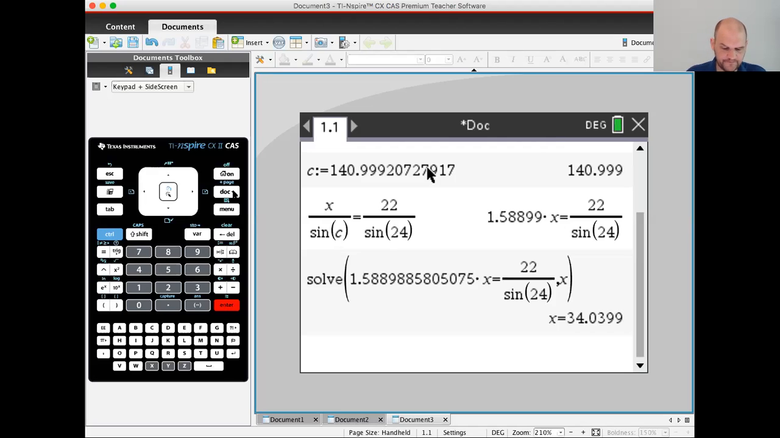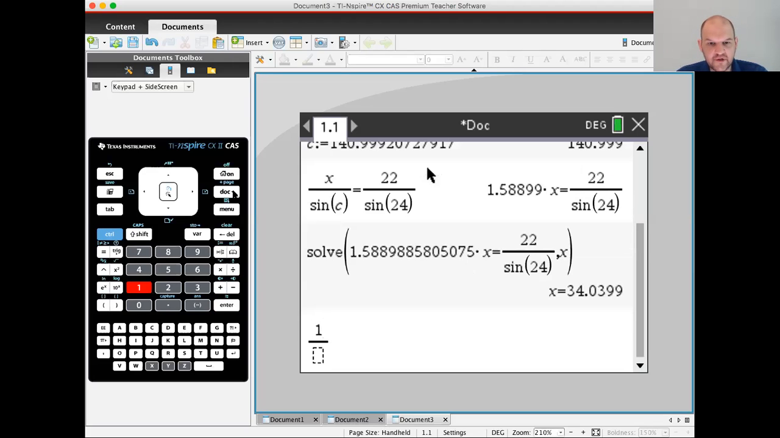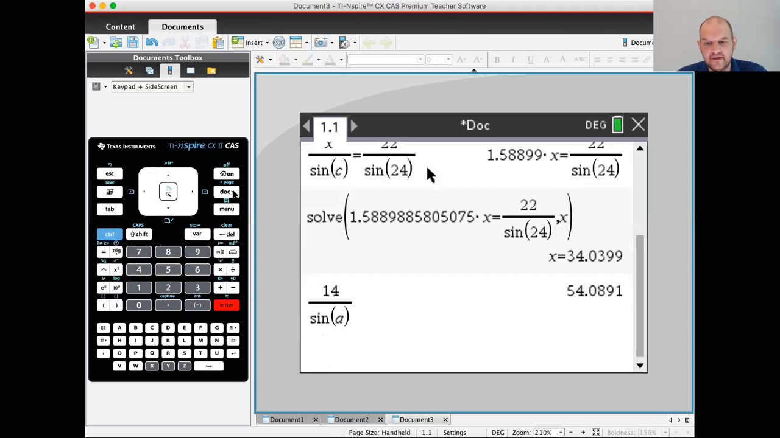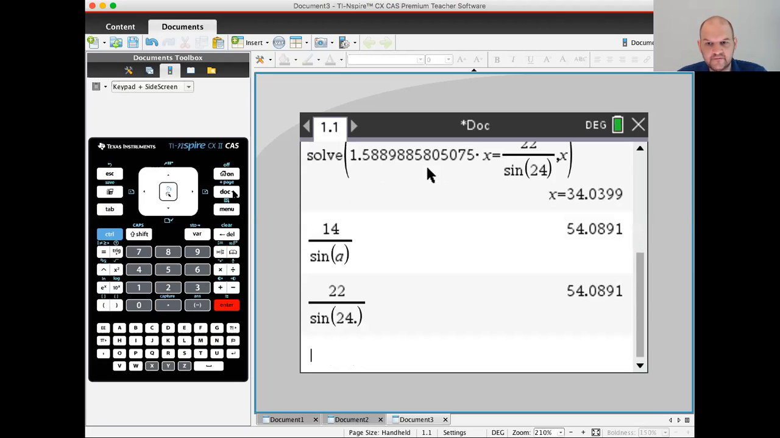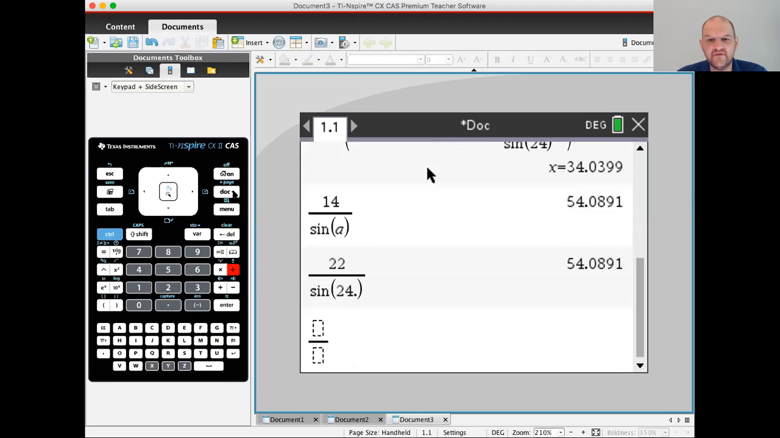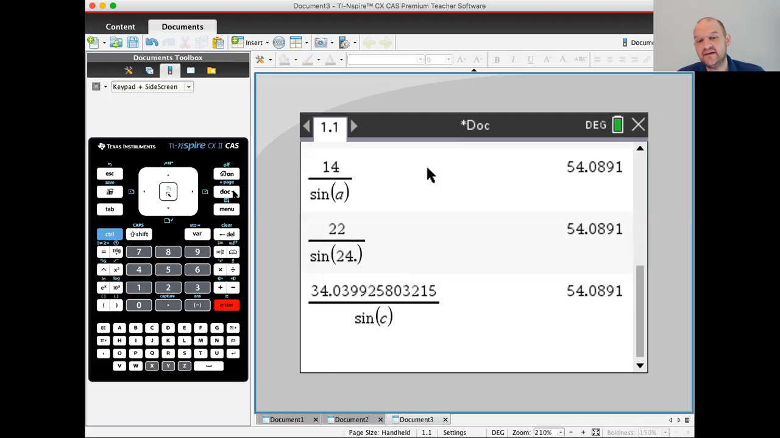So let's just try to confirm this. So we're saying that 14 over the sine of A, because we stored that, is this. 22 over the sine of 24. Okay, and then I didn't store that value, so I'm going to paste this down, and then delete this over the sine of C, which I did store, and get this. So I got that. So they're all good.